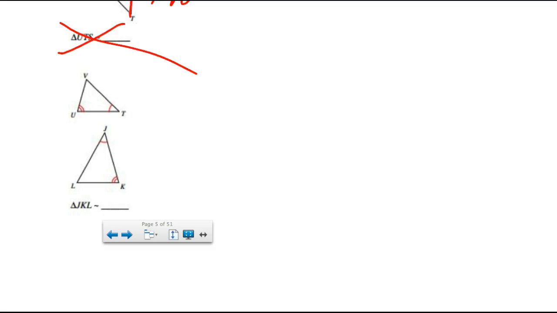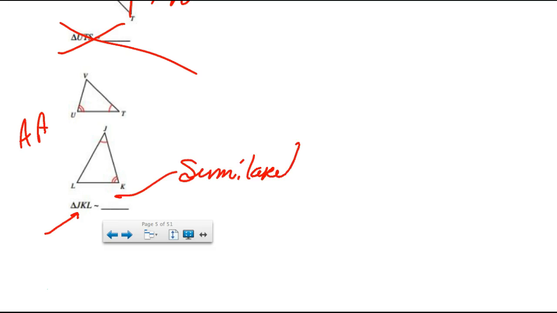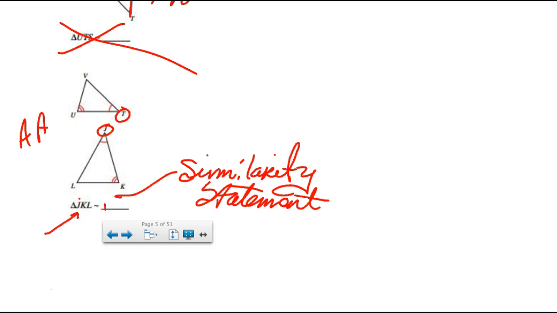All right, on the next one, obviously angle, angle, right? So I would say these are similar by angle, angle, and then for my similarity statement, that's what this is, so I'm going to point at that. That's called a similarity statement. My similarity statement for this is, I just have to match the parts. J, who's J's corresponding angle on the one above it? T, because they both have a single arc. So I've got to start my similarity statement with T.